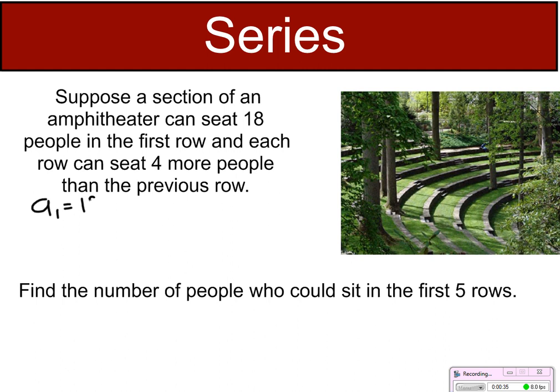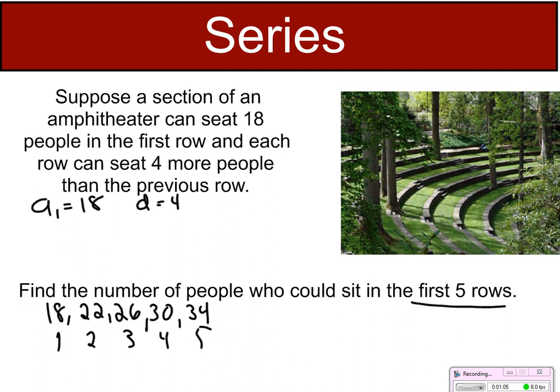For the number of people who could sit in the first five rows, I want the first five numbers in that sequence. So it's just going to be 18, 22, 26, 30, and 34. That means row 1, row 2, row 3, row 4, row 5 hold that many seats respectively. How many people can sit in the first five rows just becomes a matter of adding them. So that's going to be 130 people.